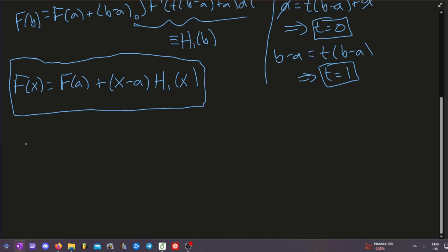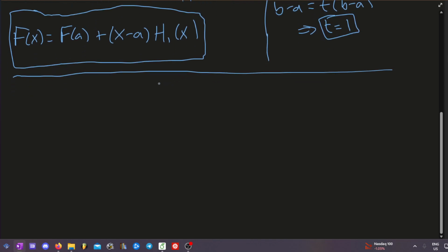Okay, so we can move on now to the more general n-dimensional case. To do so, we'll start with our multivariable fundamental theorem of calculus, FTC. So let's write it down this way to begin with. F at b, which is a point now, is f at a plus this integral of nabla f dot ds.